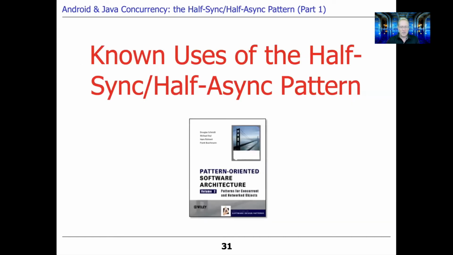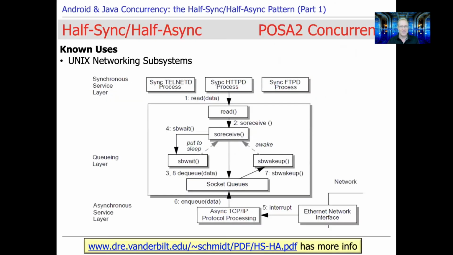So where is this pattern actually applied? Well, there's lots of interesting cases where it's applied. One really cool case is in the network subsystem of operating system kernels like Unix or Linux. If you take a look at the link at the bottom of the slide, which is a paper we wrote prior to putting this into the POSA 2 book, you'll see a nice description that maps the patterns, roles, and participants and structure and dynamics onto the implementation of the BSD operating system networking subsystem.